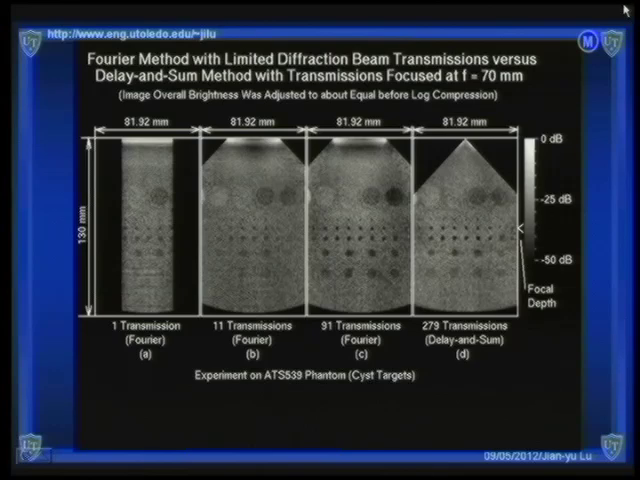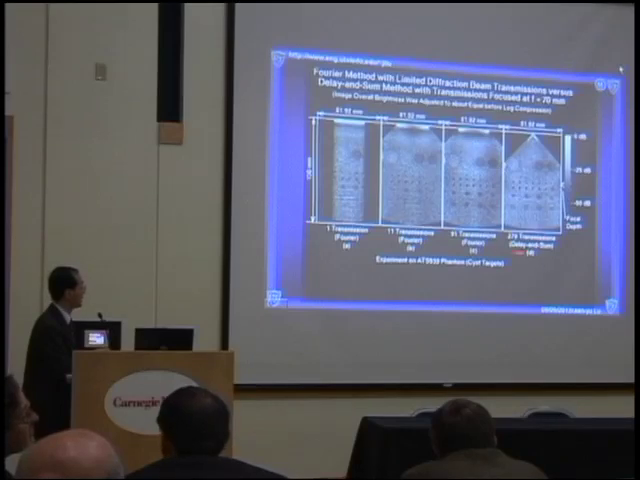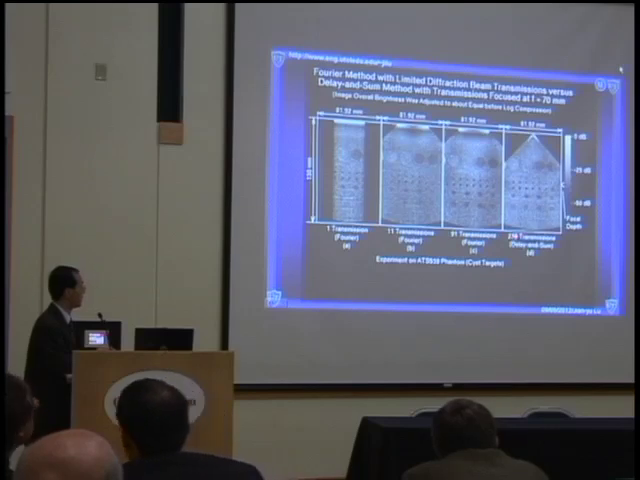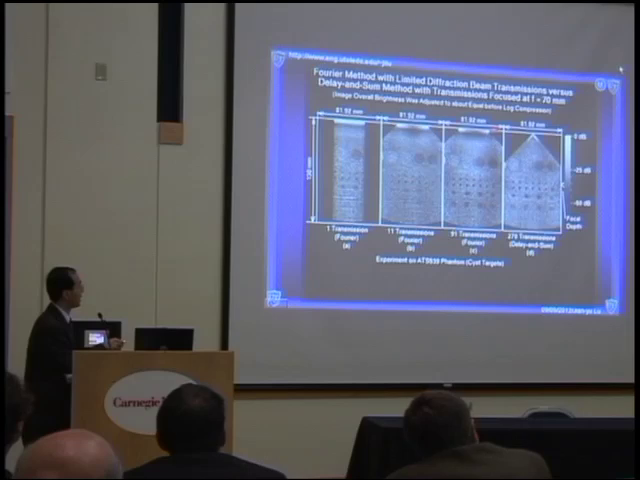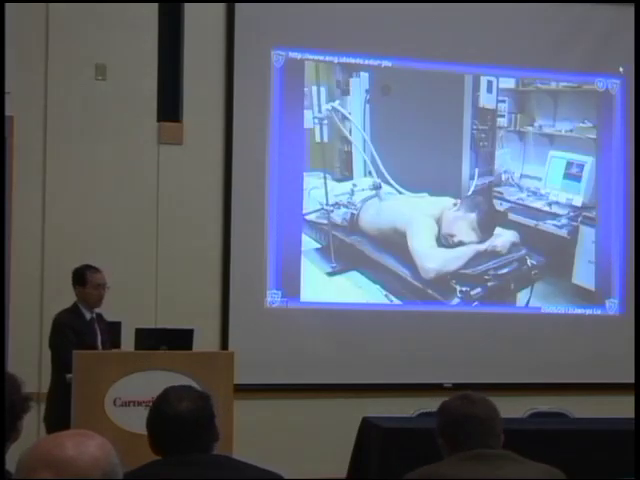Then we can see these holes to see the contrast. Here we use 91 transmissions as compared to the conventional delay-and-sum with 279 transmissions focused at this depth. You can see out of focus, of course, the image is not good, but around the focus it is quite good. But with 91 plane wave transmissions, you can get quite nice images, as well as see images very close to the surface of the transducer. But with delay-and-sum, it's hard to see.